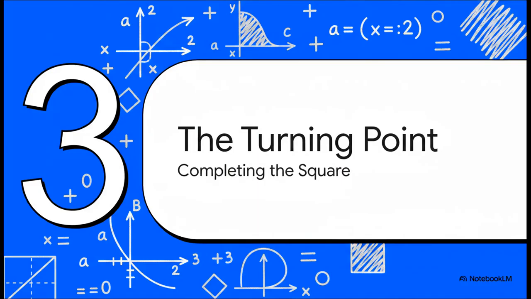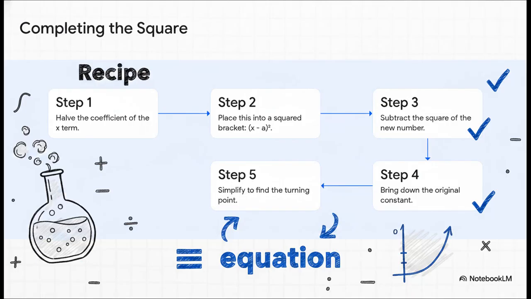All right, now for the main event, finding the turning point. For this, we need to pull out a really powerful tool from our algebraic toolbox called completing the square. It is specifically designed to uncover the coordinates of a parabola's turning point. Think of this process like a recipe. If you follow these 5 steps in this exact order, you're pretty much guaranteed to get the right answer. So let's just work through it together.